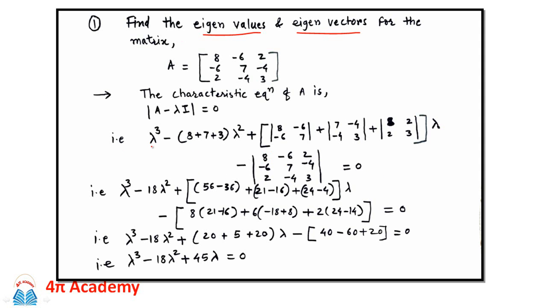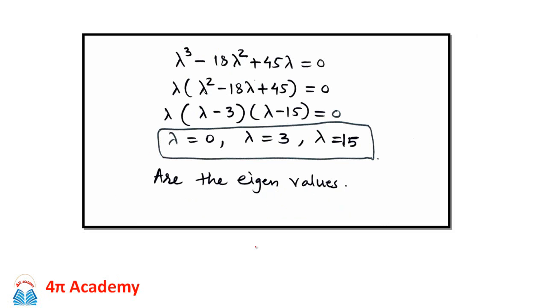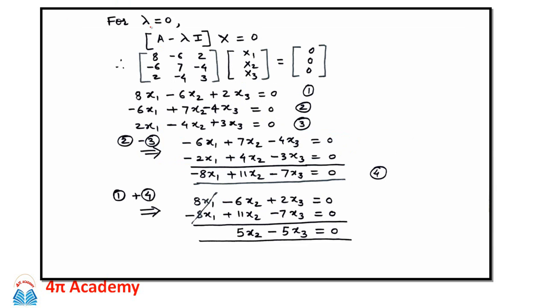So if you solve this, the characteristic equation is lambda cube minus 18 lambda square plus 45 lambda equal to 0. Then if you find the roots of this characteristic equation, it will be lambda equal to 0, lambda equal to 3, and lambda equal to 15. So these are our eigenvalues. Then for each eigenvalue you are going to find the eigenvectors. So you know what the method for finding the eigenvectors is.